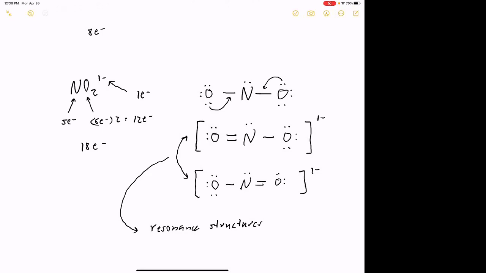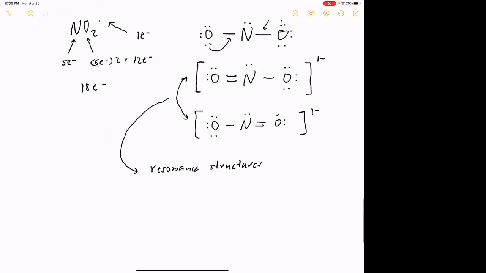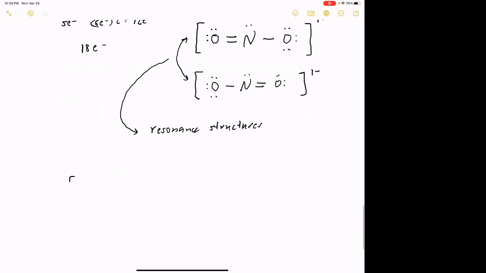So we did two new things here. We showed multiple bonds to give an electron deficient atom an octet. And we also showed that there are multiple ways of doing it, which we now call resonance structures. Everybody good? Let's do one more, because this will involve some resonance structures as well.